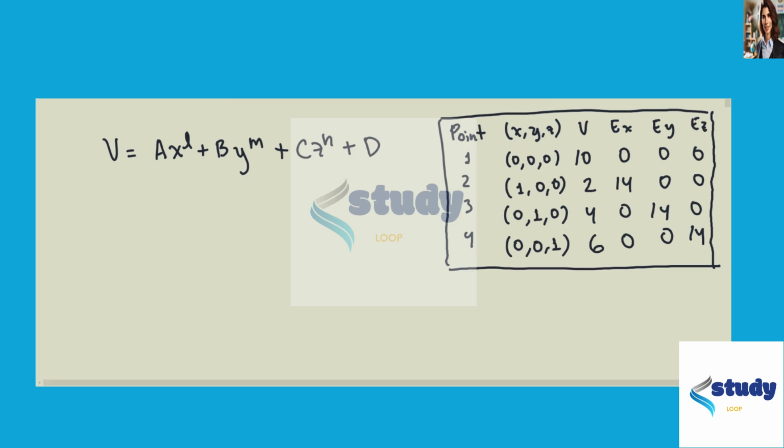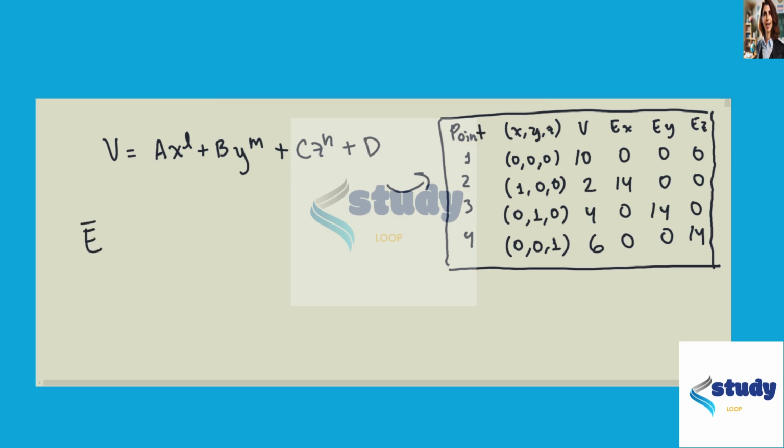Hi there. So for this problem, we are given the function of the electric potential, and there are some constants, and we need to determine them by the information given in this table. The first thing that we can obtain is the constants A, B, C, and D with the given points, and then with the electric field, we can calculate the constants L, M, and N.